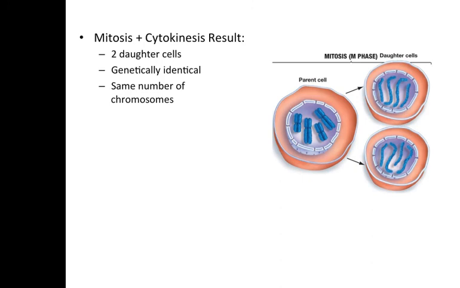Thus, at the end of mitosis and cytokinesis, two daughter cells have formed that have the same number of chromosomes as the parent cell and that are genetically identical to the parent cell.